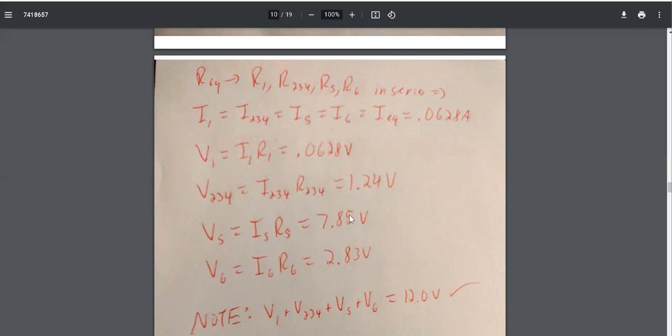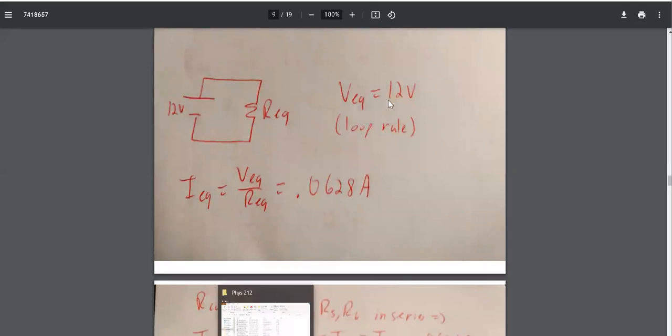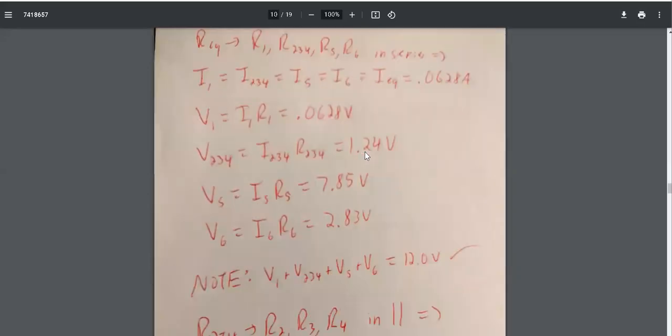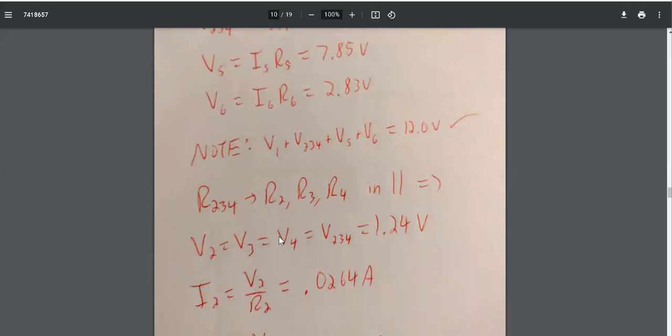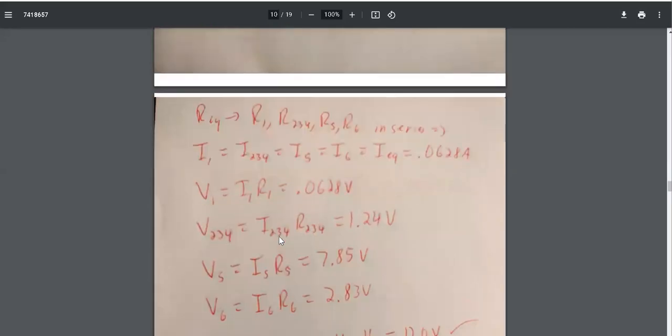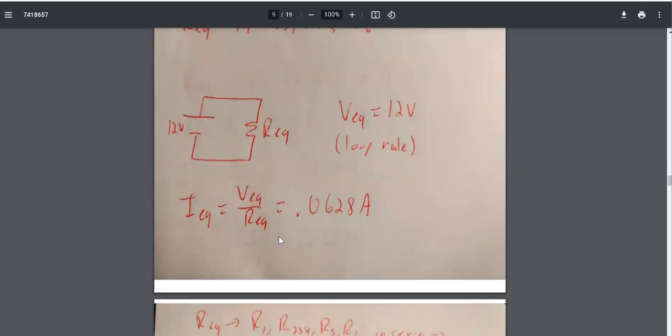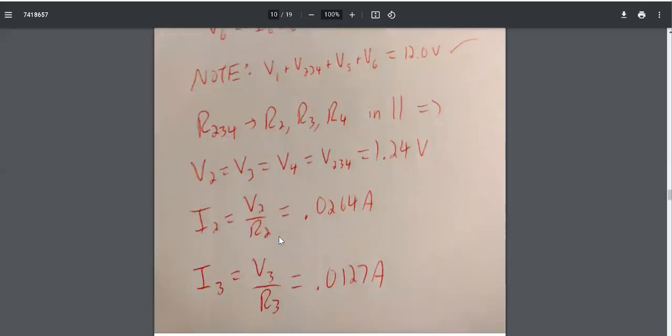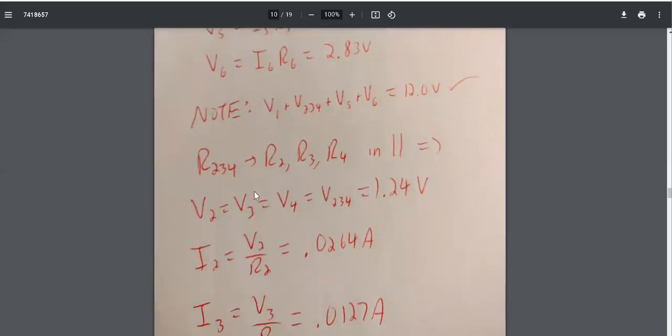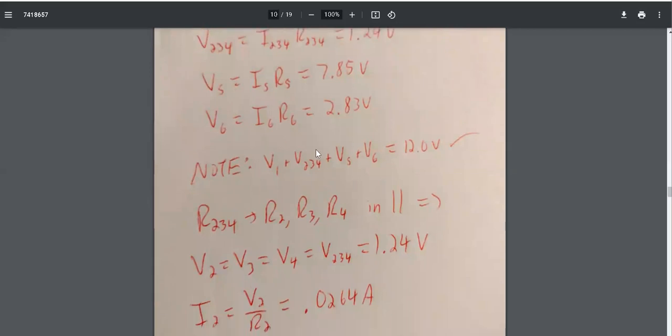And anytime you're doing resistors in series, you can check and make sure that you're right. If you add up all of their voltages, you should get the voltage across the equivalent resistor. So the REQ that we started with, we said it had 12 volts across it. And if we add all of these voltages together, you get 12 volts.